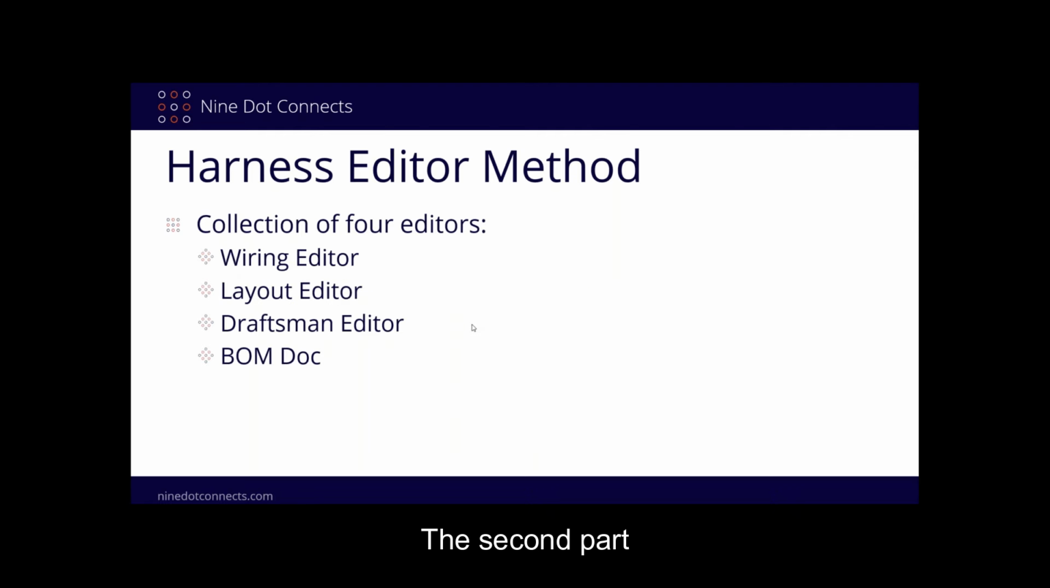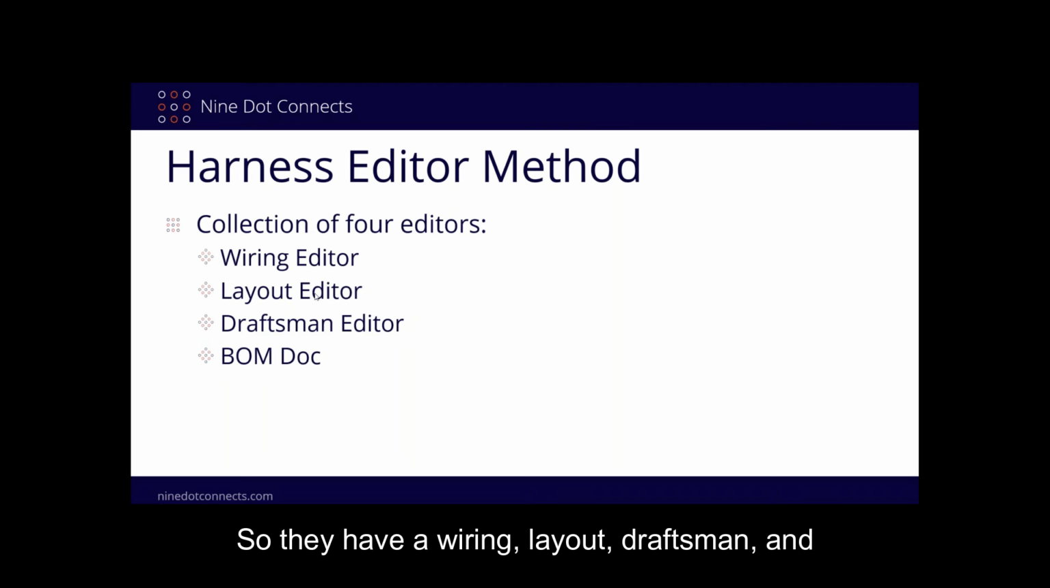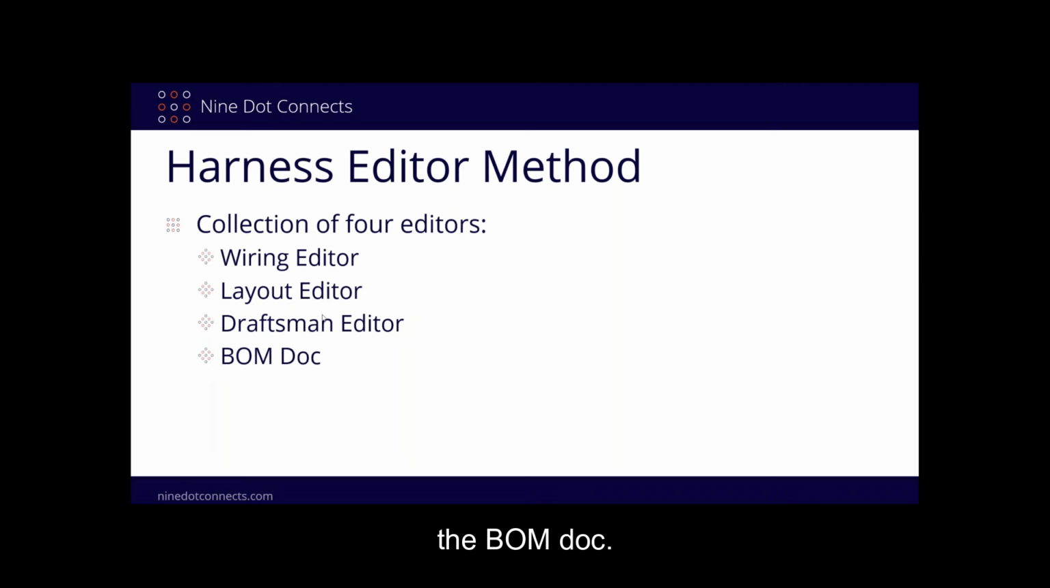The second part about the harness editor is that unlike the off-label method, where we just use one big happy schematic document or multiple schematic documents, they've got multiple editors. So you have a wiring, layout, Draftsman, and the BOM doc. I can summarize it by saying this, and you're going to see this here in just a moment. The wiring and the layout editors are basically built off of the schematic editor, so there's nothing really unusual or wild about it except for what you're going to place.